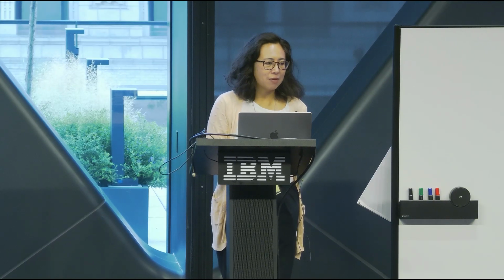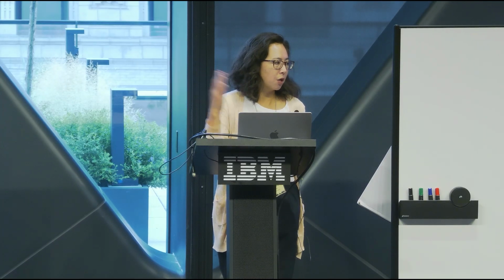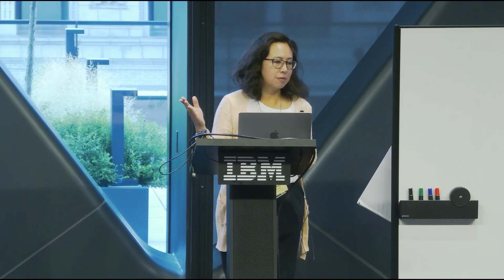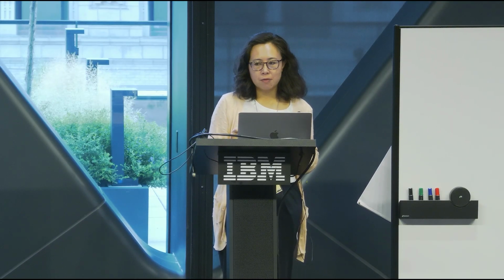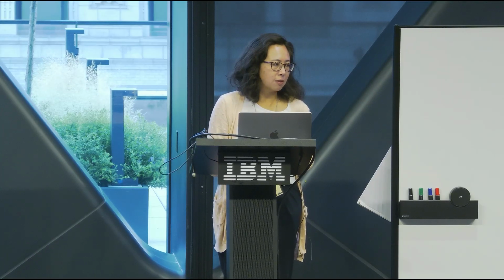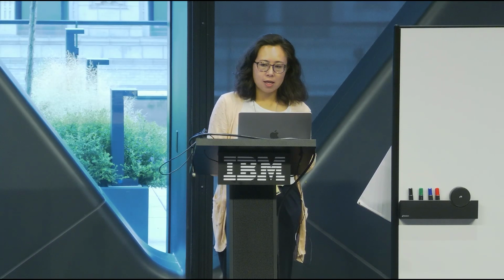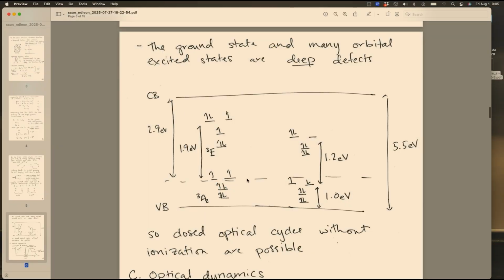So you have these extremely deep defects, which means that you can have closed optical cycles without auto-ionizing this state, right? So I can now really do all of the things that we imagine doing in atomic physics. If I go to low temperatures, I can actually do orbital selective optical transitions and then do all the normal set of tricks that you have for cold atoms.